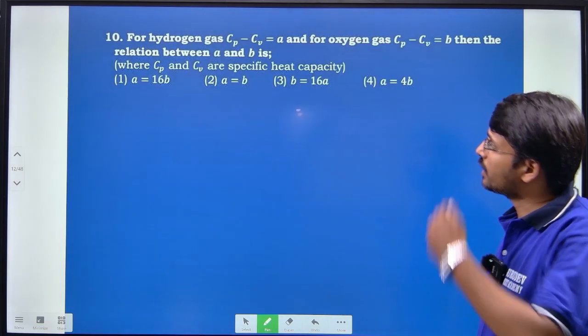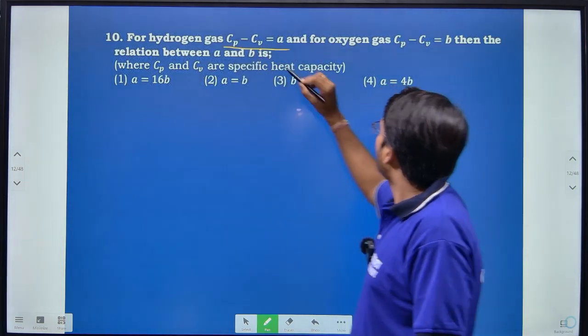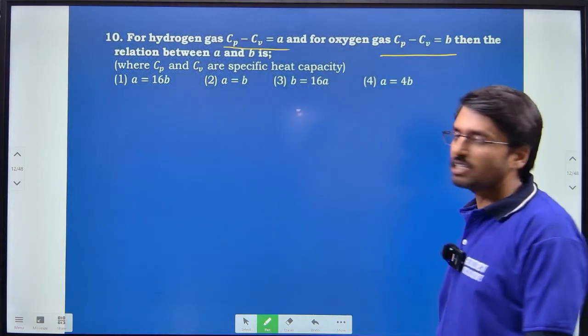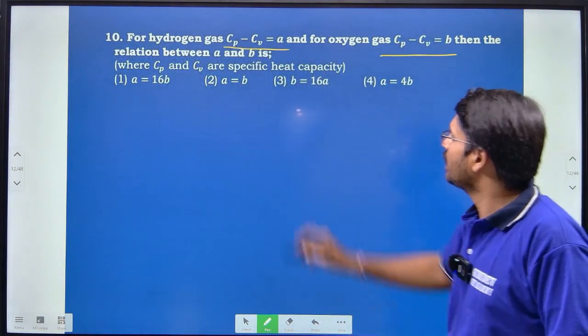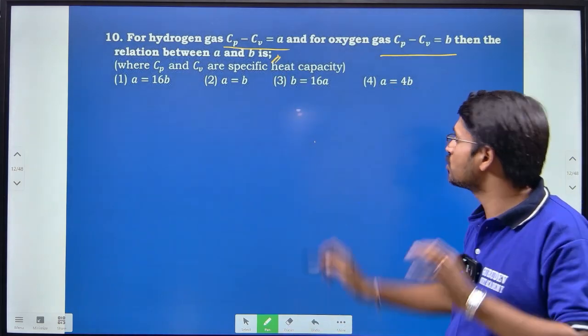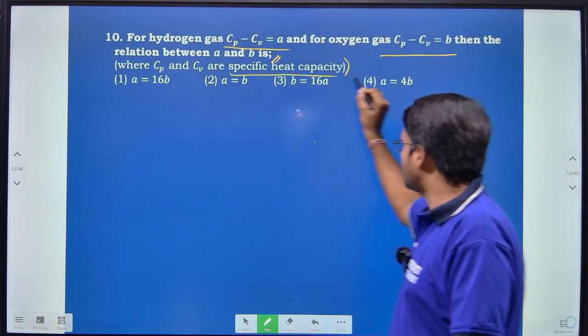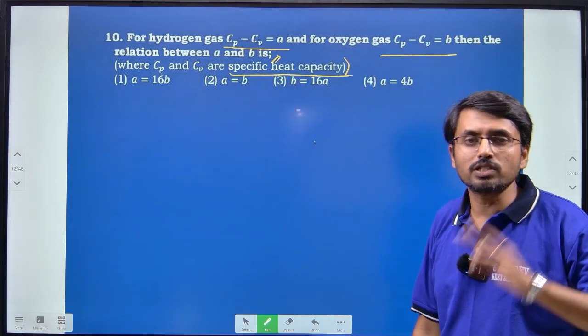Fine. Next. For hydrogen gas, Cp minus Cv equals A, and for oxygen gas, Cp minus Cv equals B. Then what is the relation between A and B? Always look at what is in the bracket, whatever is given, that is very, very important. They have mentioned that it is a specific heat capacity.